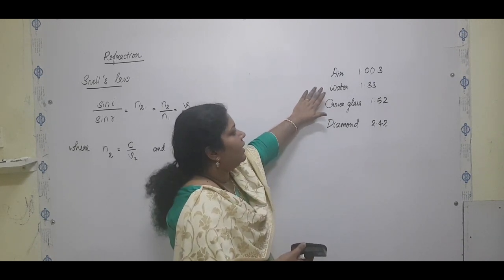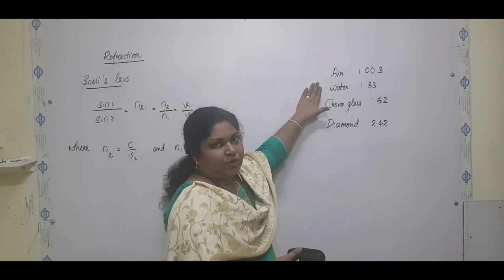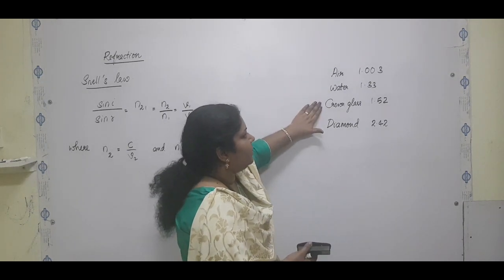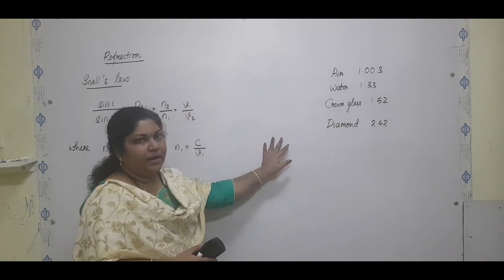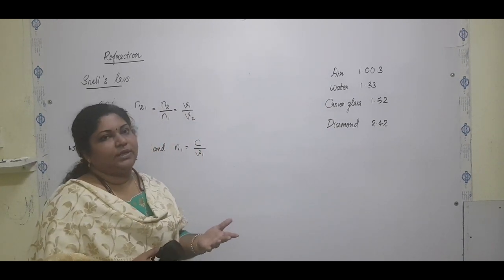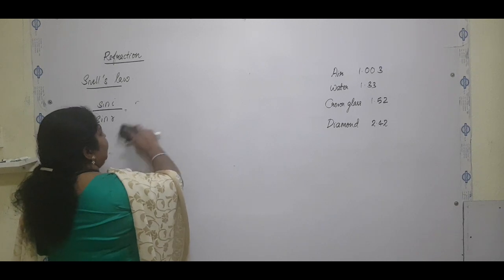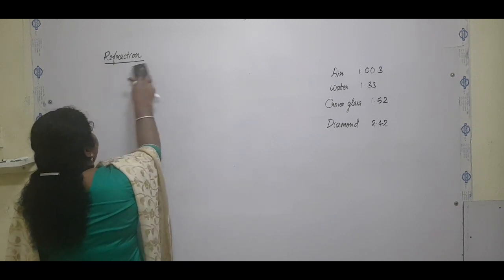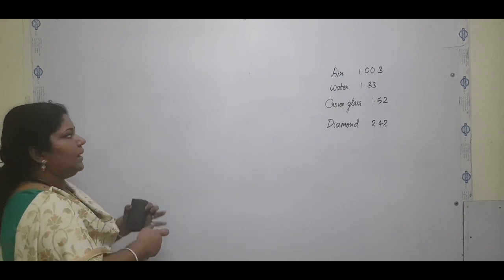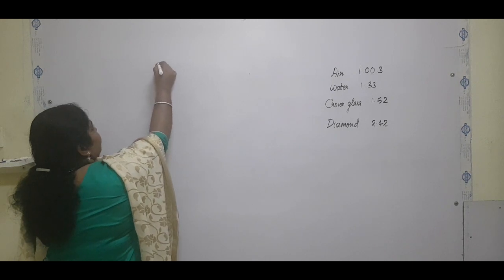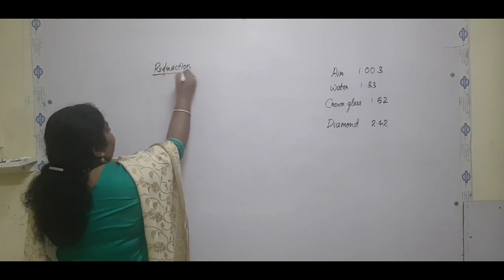And if light is passing from glass to water, it is passing from a denser medium to a rarer medium. So the one with less refractive index we call rarer, and the one with more refractive index we call the denser medium. Now we are going to see what happens when light passes from rarer to denser medium, and also when light passes from denser to rarer medium. First we will see refraction when it passes from rarer to denser medium.